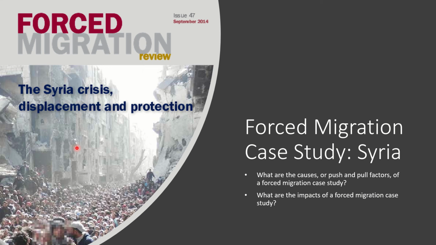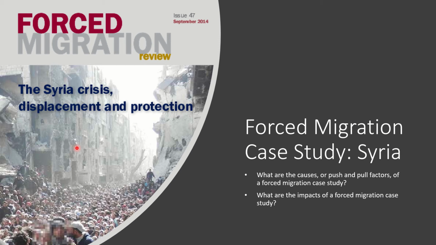Hello everyone. This video lesson is for forced migration, part of the population unit. There are two migration case studies that you need to be aware of. One of them is the voluntary migration case study, which is about the movement of Mexican people over the border into the USA. The second case study is a forced migration case study, and for that we will discuss Syria.